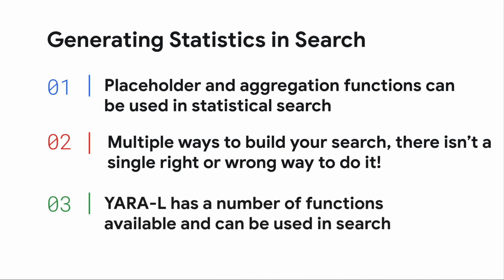In our demonstration, we've highlighted how we can add placeholder variables and aggregation functions like array_distinct and sum to our search. It's also important to remember that there are multiple ways to achieve the same result, so there is not a single right or wrong method. It really goes back to what you're trying to accomplish. Finally, while we just used strings.concat and net.ipInRange_CIDR, there are a number of additional functions that YARA-L makes available to us that can be used in search. Conditional statements, like if then else, can also be used, as well as mathematical operators within the outcomes section of our statistical search.